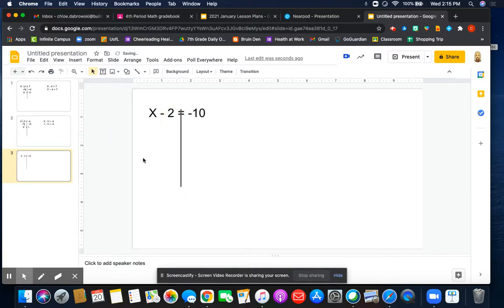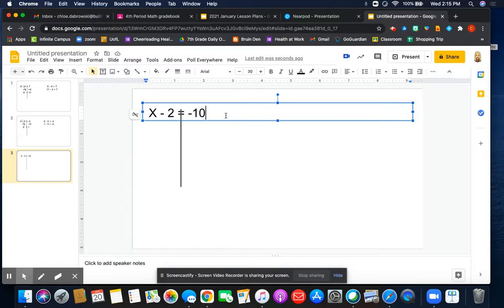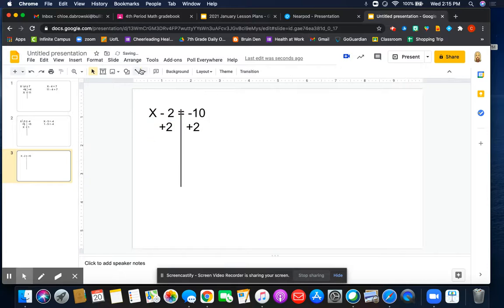All right, so I'm going to isolate my x. I want it to social distance. I want it to be all by itself. In order to do that, I'm going to need to do the opposite operation. That is a plus 2 on this side, plus 2 on this side. We have additive inverses over here. Those are going to cancel each other out.